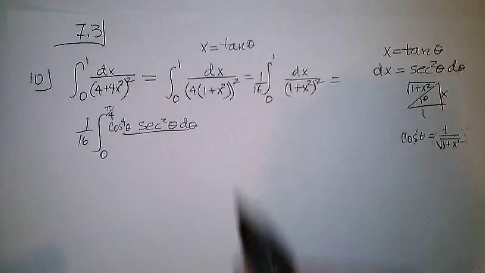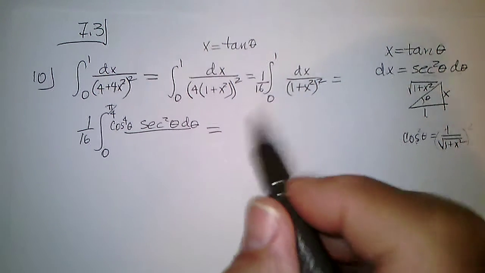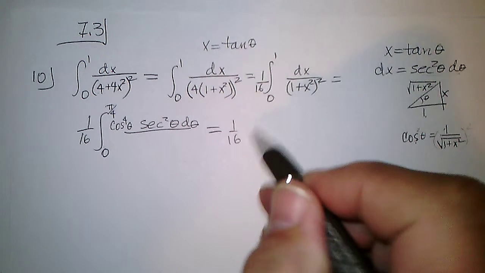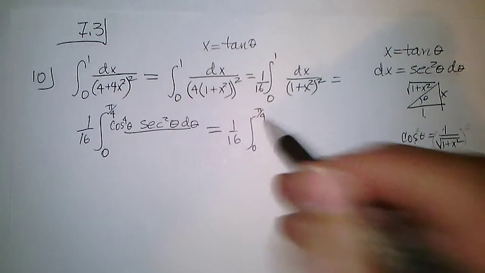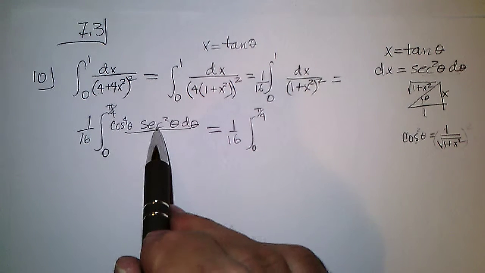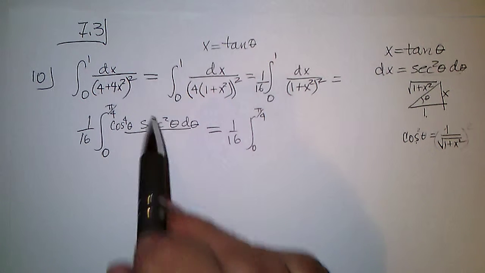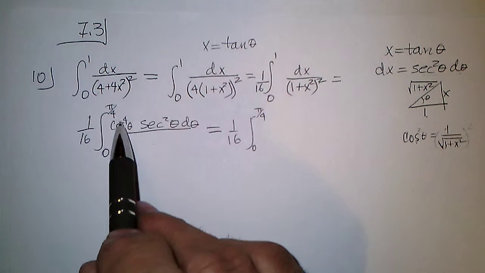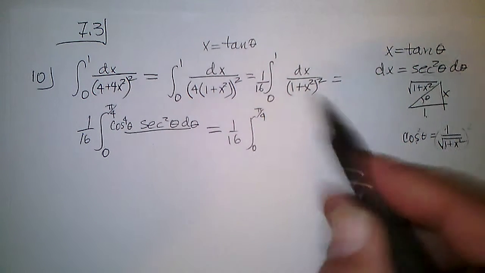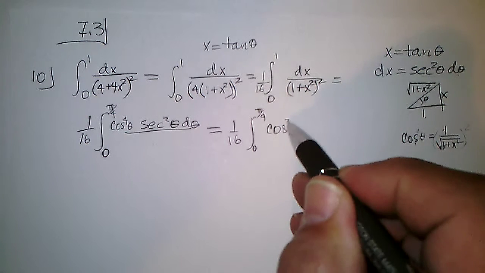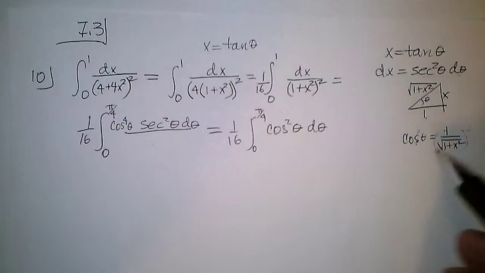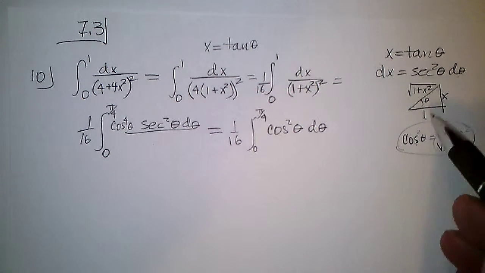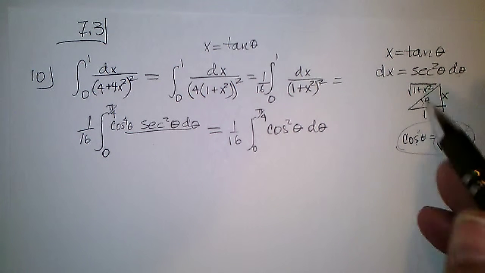And so we have 1/16 integral from 0 to pi over 4. Secant squared is 1 over cosine squared, so that would cancel 2 of the cosines, and we just have cosine squared theta d theta.